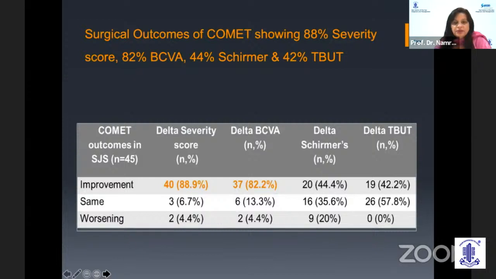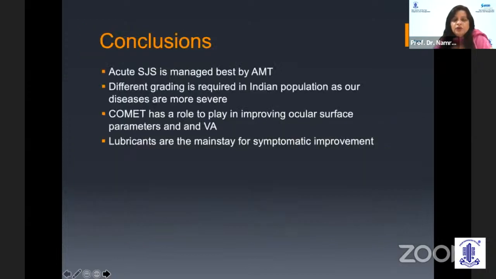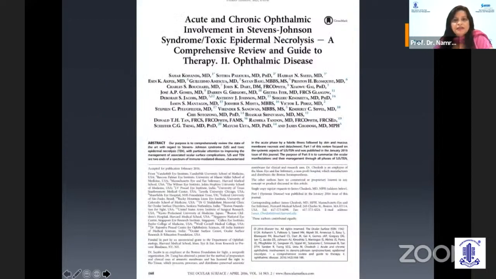in these cases. So I would like to conclude that acute SJS should be managed by AMT best, and that way we can prevent a lot of dry eyes and a lot of limbal stem cell deficiency. And different grading is required in the Indian population as our diseases are more severe. COMET has a role to play in improving ocular surface parameters and the visual acuity. And like for all conditions of dry eye, lubricants are the mainstay for the symptomatic treatment.